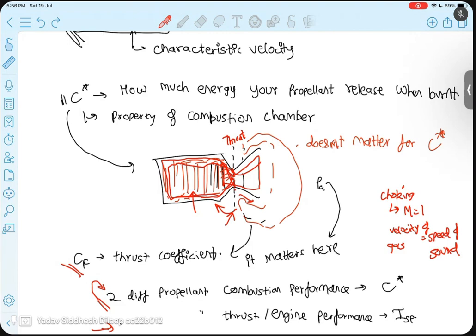Now, let's understand this characteristic velocity in a very simple way. People think that if your combustion has higher temperature, then it is better. But no, there are two terms. Characteristic velocity means how much you can accelerate your gases to, how much velocity.